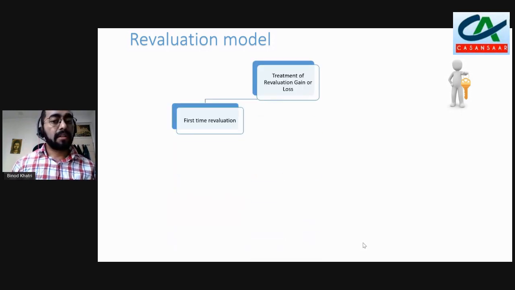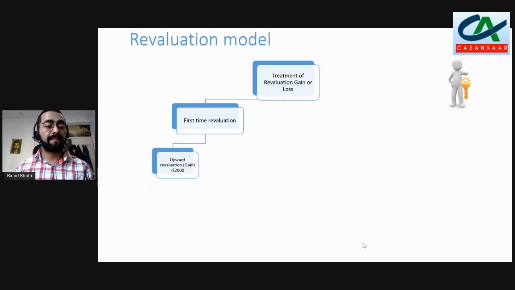Treatment of revaluation gain or loss on revaluation under the revaluation model. In case we are revaluing any asset for the first time, let's see an upward revaluation. Upward revaluation means the cost of the asset is 30,000, and now we are revaluing that asset upward. We see that the current fair value is 32,000 instead of 30,000. So there is an upward revaluation of 2,000, and there will be a gain of 2,000 on upward revaluation. That upward revaluation of 2,000 will be recognized in other comprehensive income, or as a reserve.